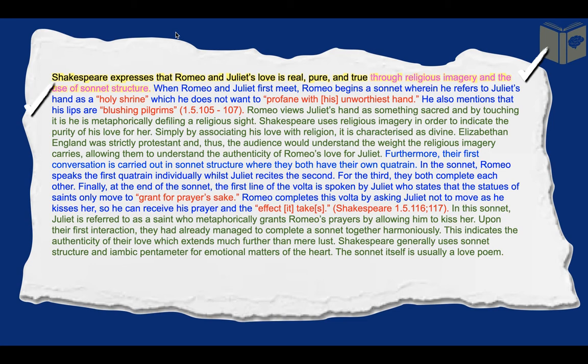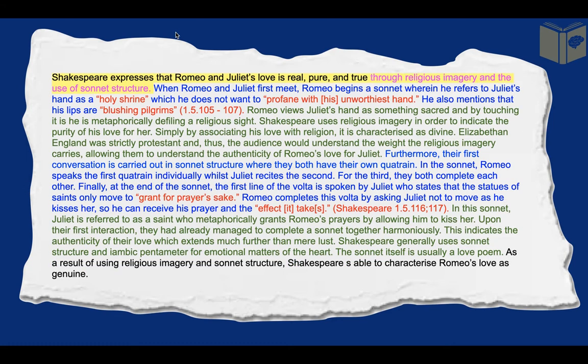There's evidence which has been really carefully selected, embedded and cited. And there's the 3-level analysis. There's more evidence to support the claim. And again, more analysis. But what's missing? That last sentence. As a result of using religious imagery and sonnet structure, Shakespeare is able to characterise Romeo's love as genuine. All I've done here is I've taken the claim, the first sentence, and I've reworded it, I've restated it.